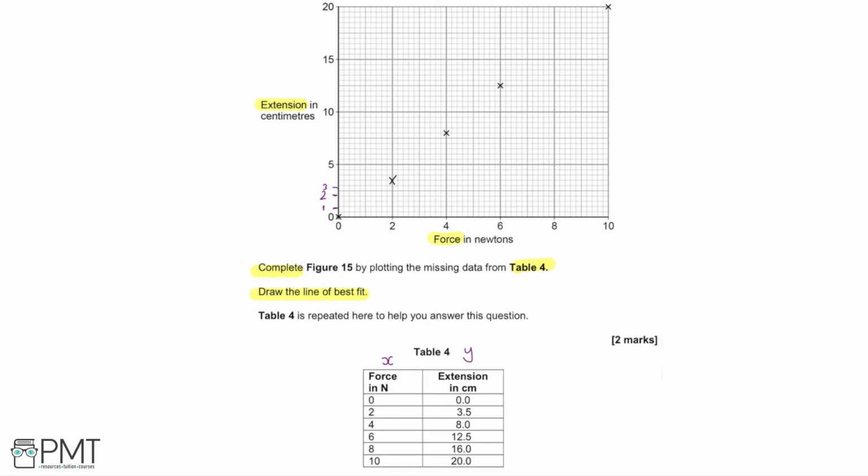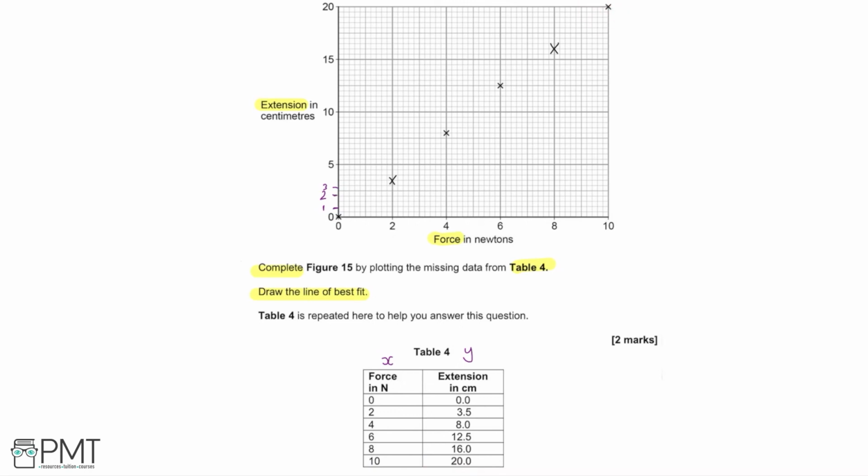4, 8, which is plotted on the graph, the point 6, 12.5, also plotted, and now the point 8, 16, which is missing from the graph. So if we go along to 8 on the x-axis and up to 16 on the y-axis, we get to the point here. And then finally, we have the point 10, 20, which is plotted on the graph here.